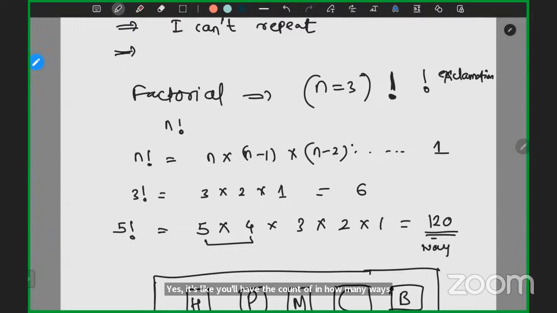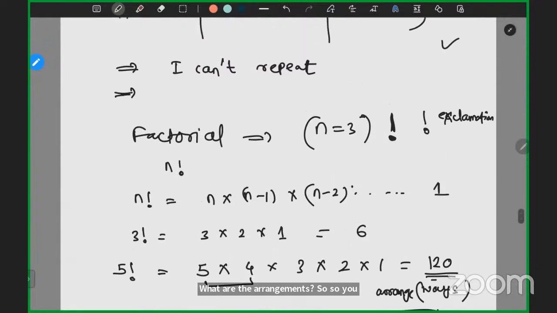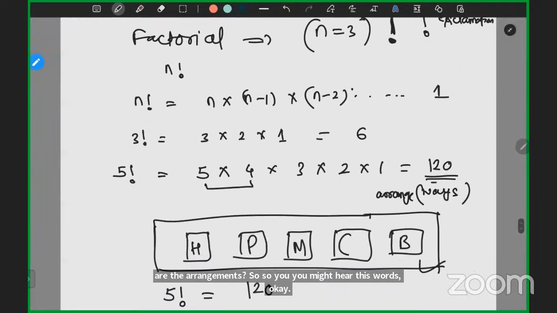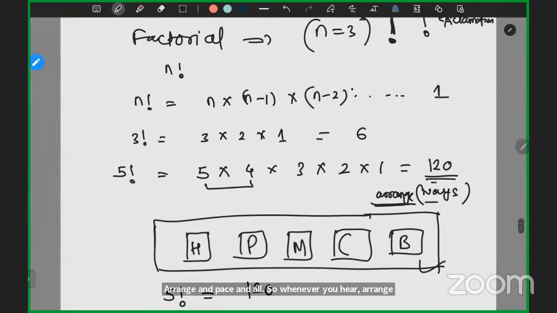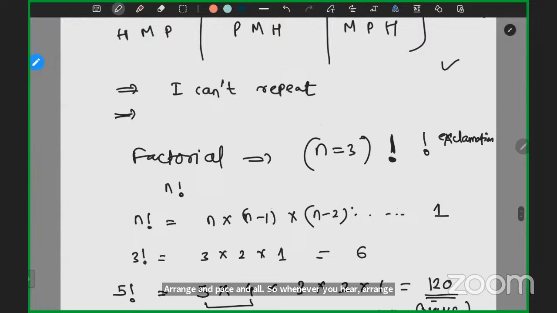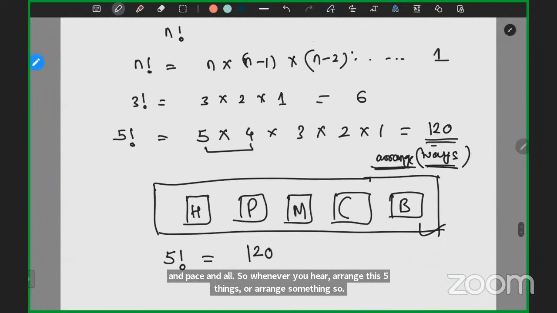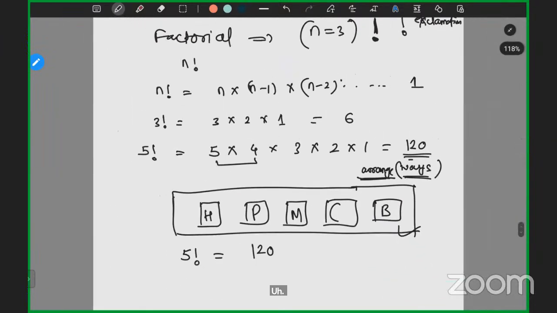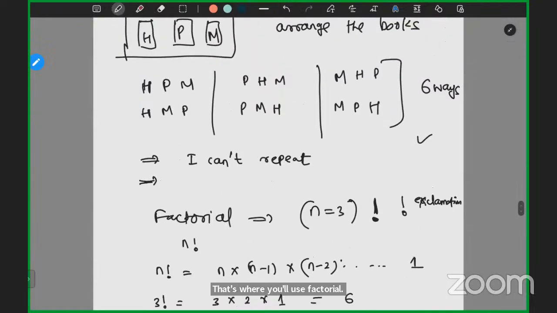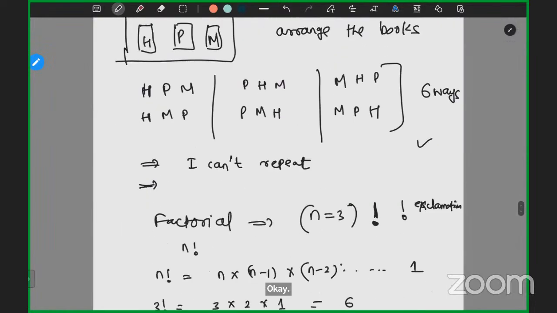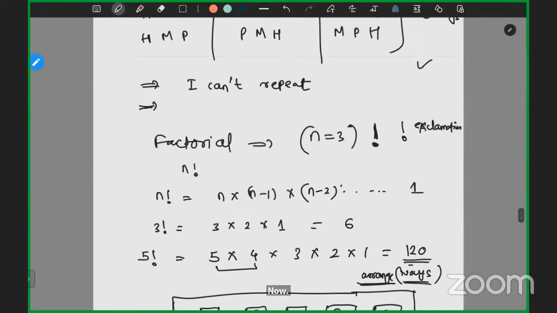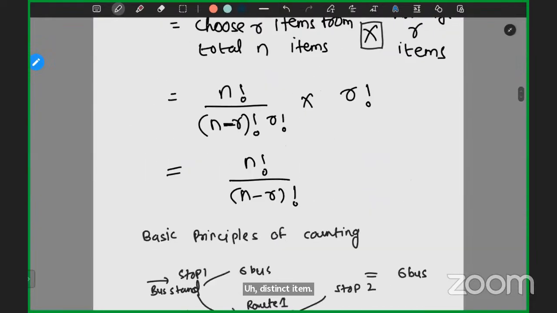You might hear these words: ways, or arrangements. Whenever you hear arrange these 5 things or arrange something, that's where you'll use factorials. Okay, distinct items and all. This was factorial.